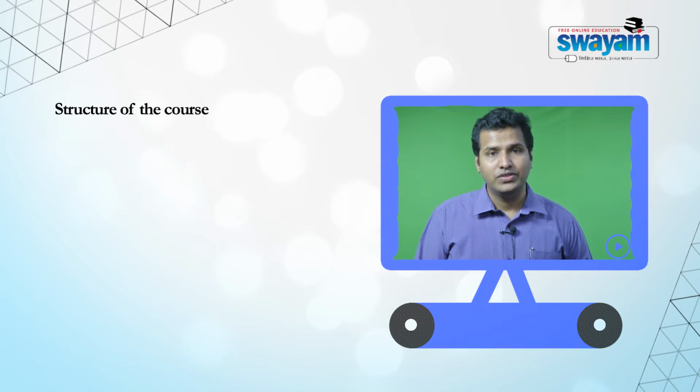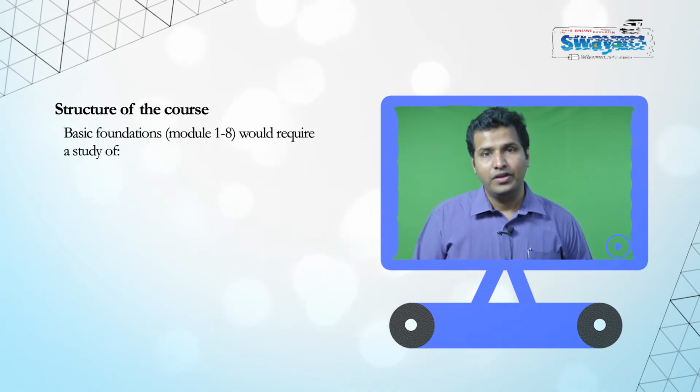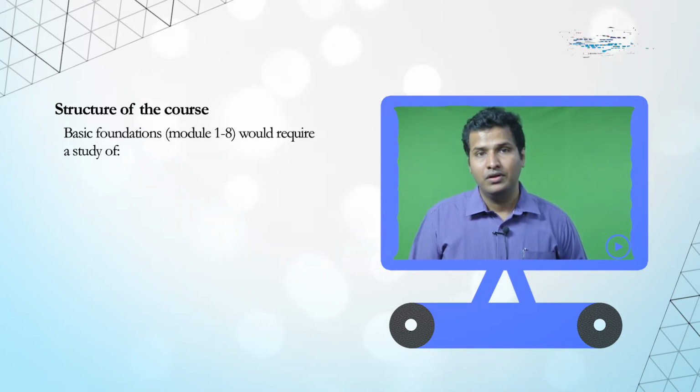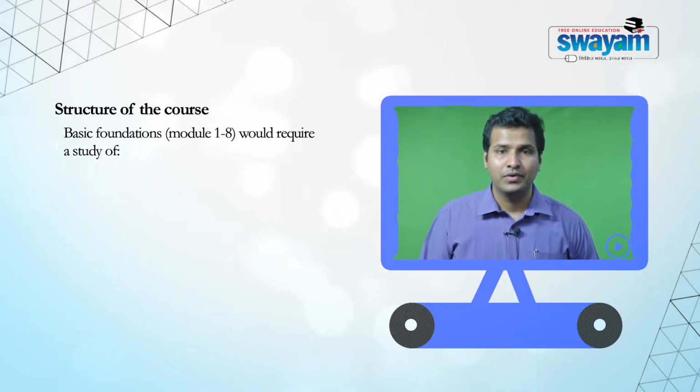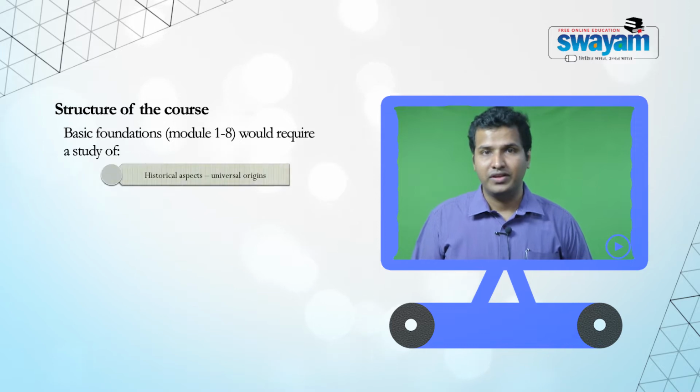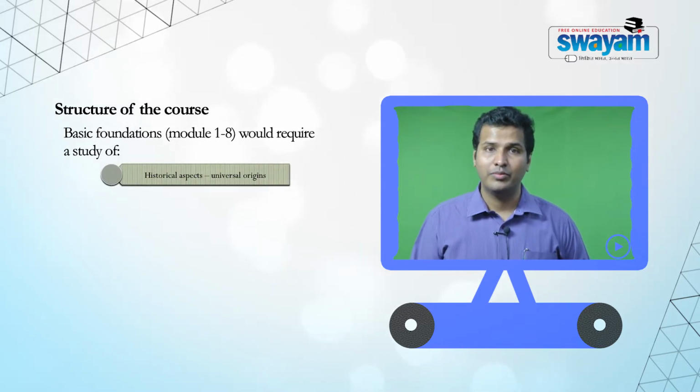I will explain to you the structure of this course. The basic foundations involving this whole course are provided in module 1 to 8, which would require a study of historical aspects as to the universal origins of intellectual property law.